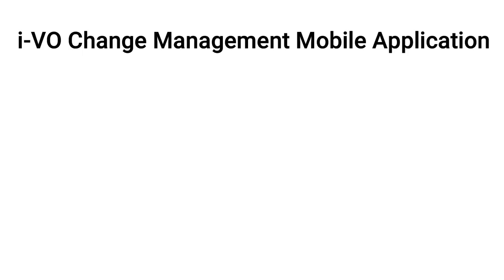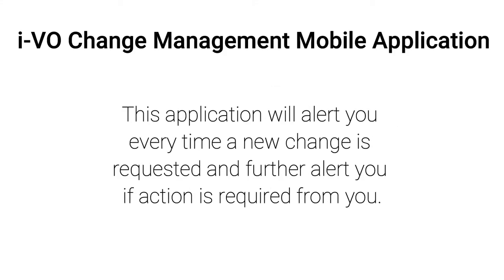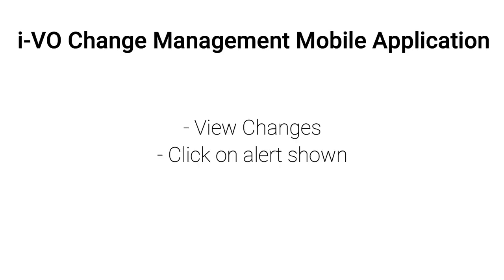IVO Change Management mobile application. As a user of the Zway Projects Management solution, you may also have access to the bespoke created mobile application for IVO, Interactive Variation Orders. This application will alert you every time a new change is requested, and further alert if action is required of you. The mobile application negates the need to log into the project to approve changes. They can be approved or rejected directly using the mobile application.